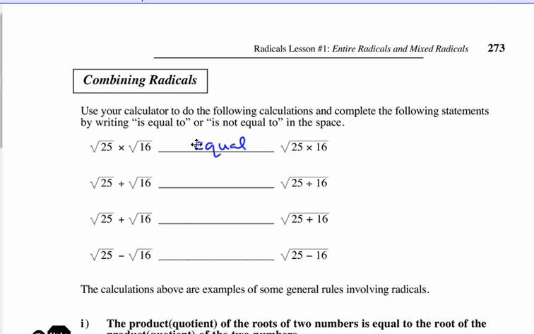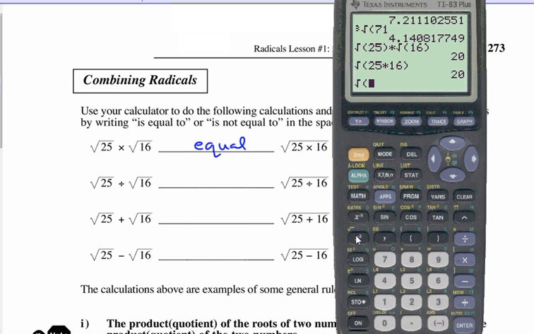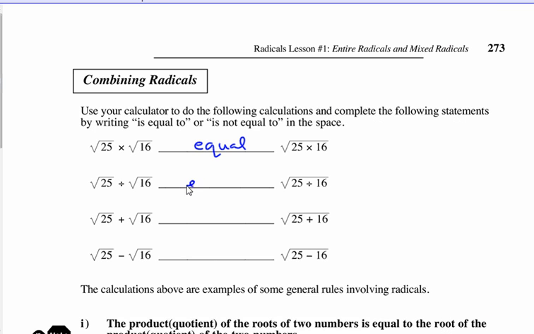Next one. The square root of 25 divided by square root 16, and then square root of 25 divided by 16, close the bracket, and those are equal as well.